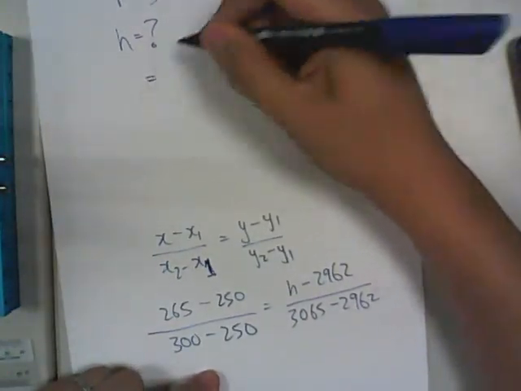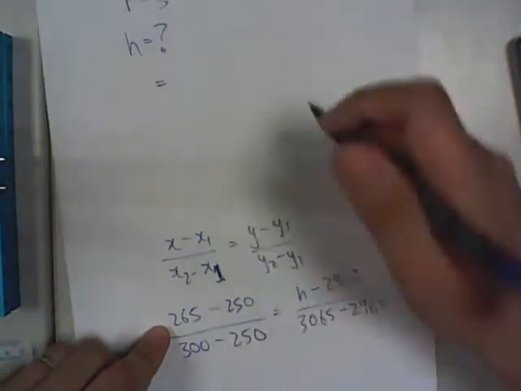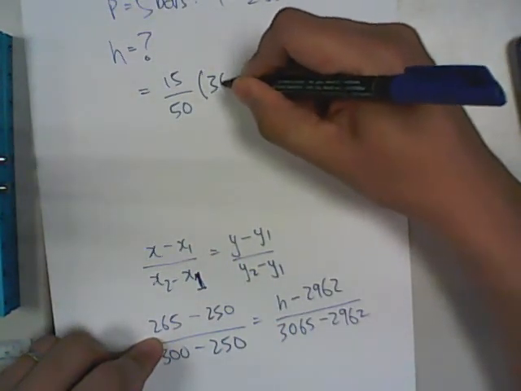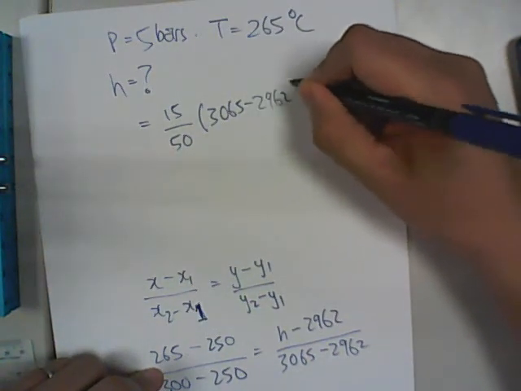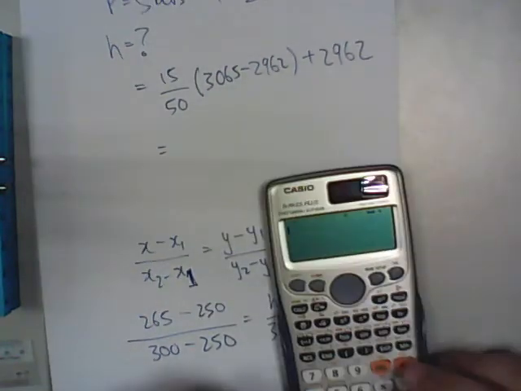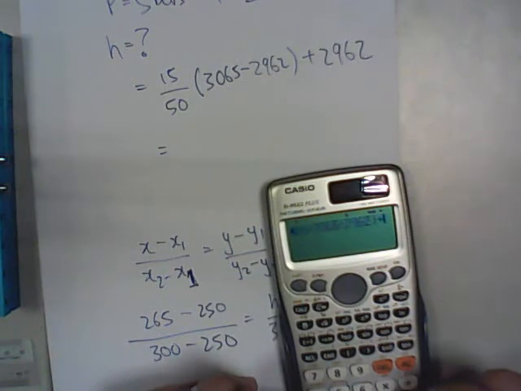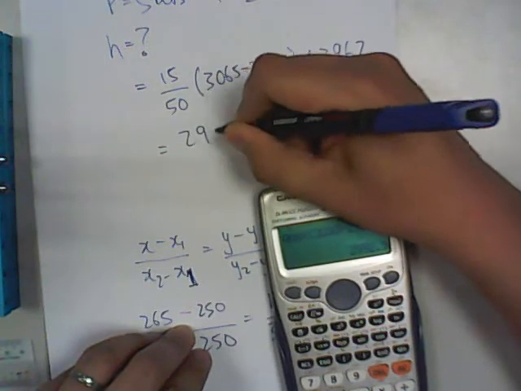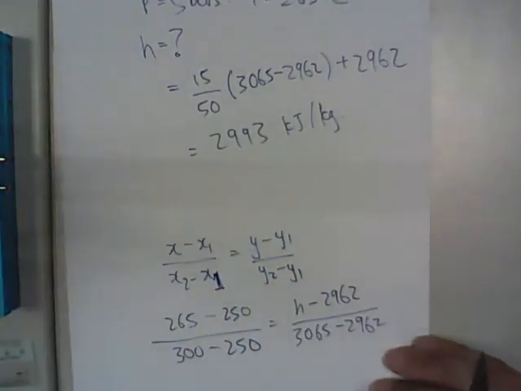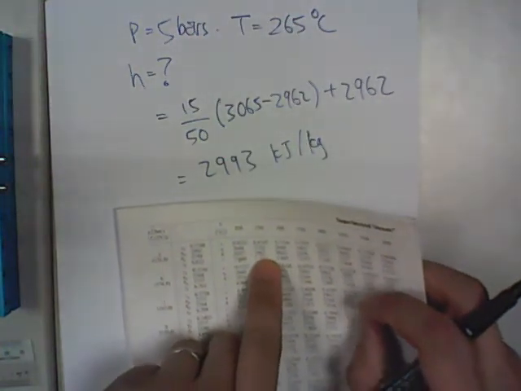So h is 265 minus 250 over 50, which means 15 over 50, multiplied by 3065 minus 2962, and you shift the 2962 over, so it becomes plus 2962. So 15 divided by 50 times 3065 minus 2962, plus 2962, gives about 2993 kilojoules per kilogram. So this is how you find the values in between. Now I can say that the enthalpy at 265 degrees Celsius is 2993.